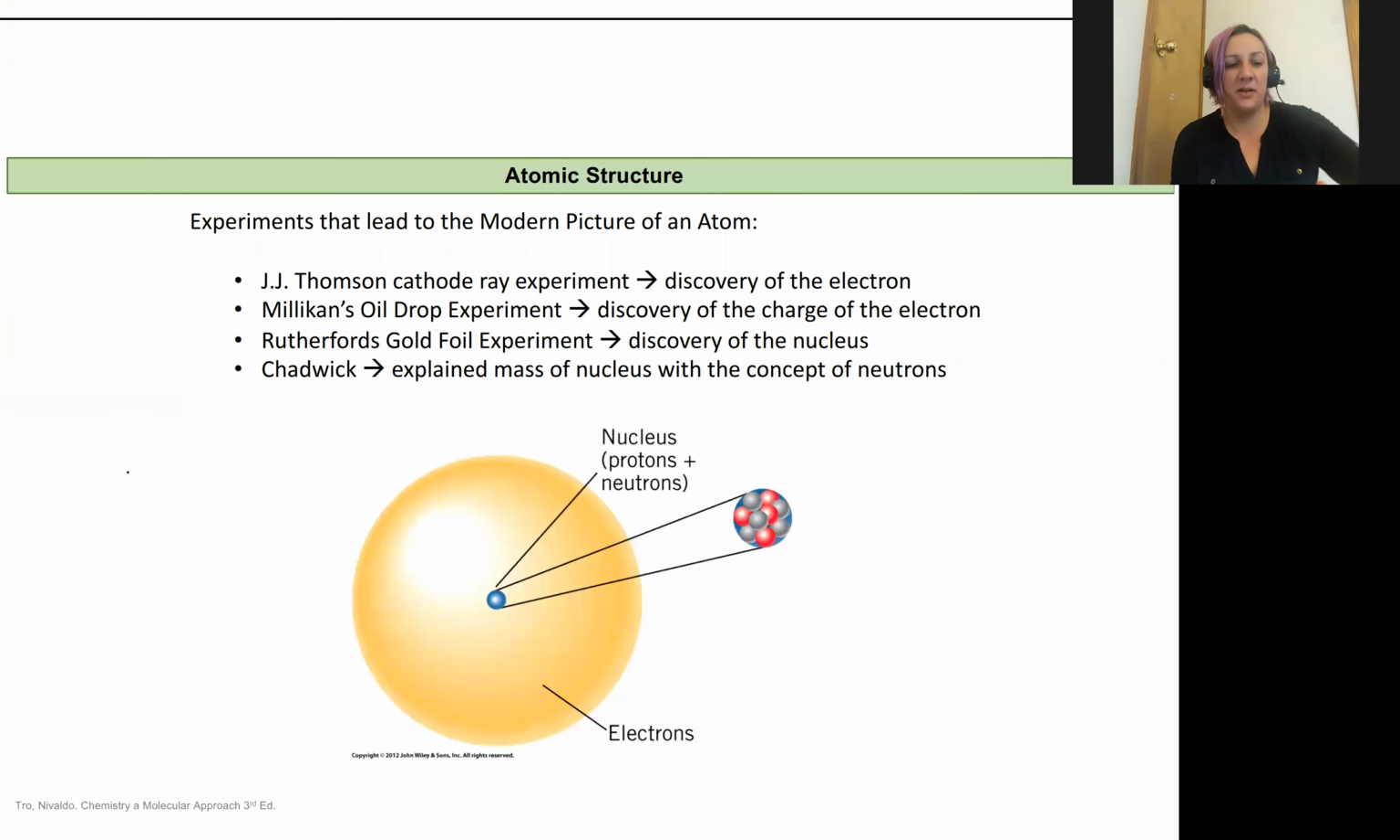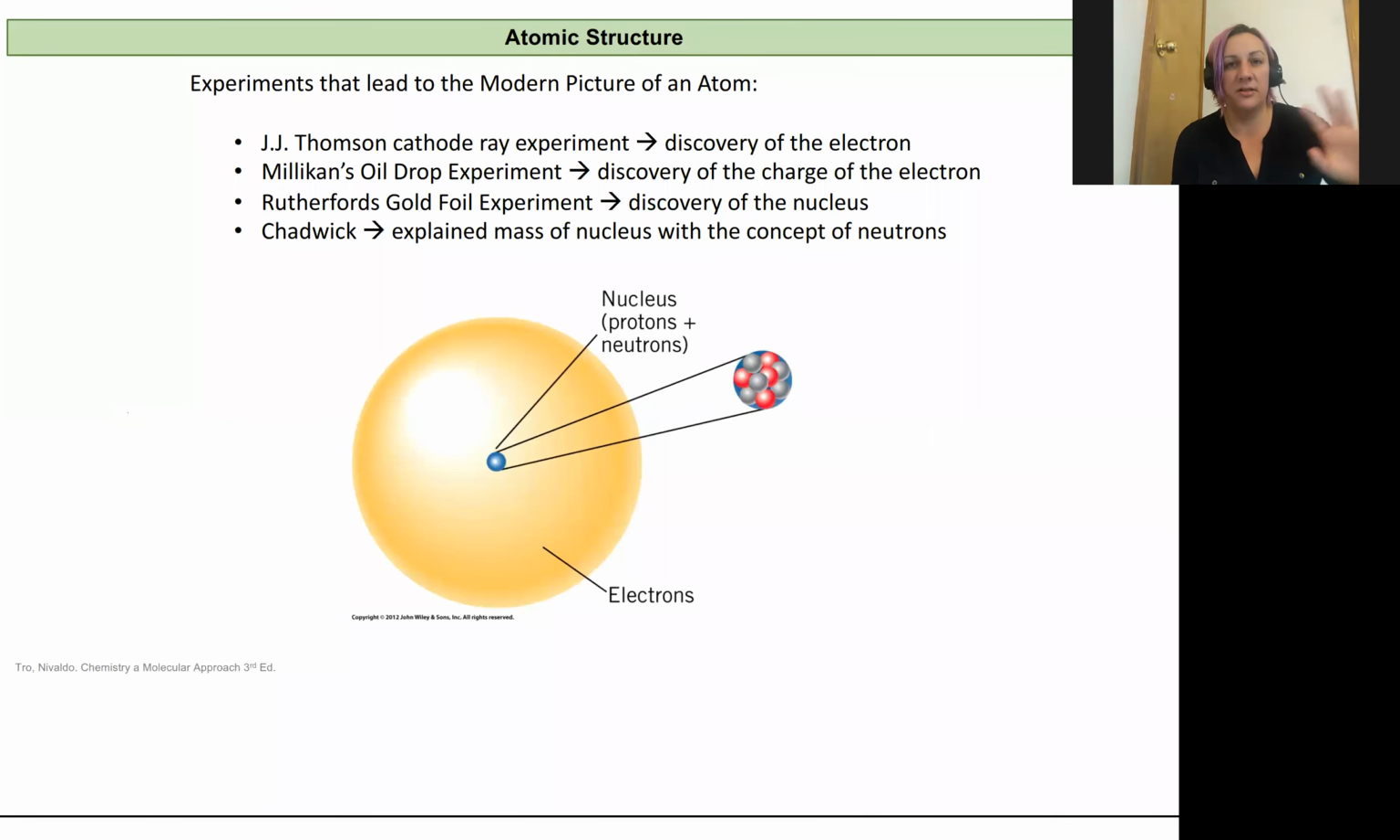So some of the experiments, if you want to go dive into some Google holes and learn more about this, to think about the four experiments that really gave us this picture of an atom, was the cathode ray experiment. That was J.J. Thomson, and it led to the discovery of the electron, that there was this particle zipping around on the outside, creating the volume of the atom itself. And then Millikan's oil drop experiment, in combination with that, determined the charge of that electron, which was really powerful.